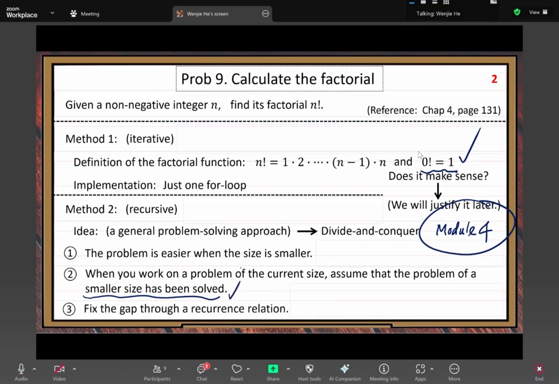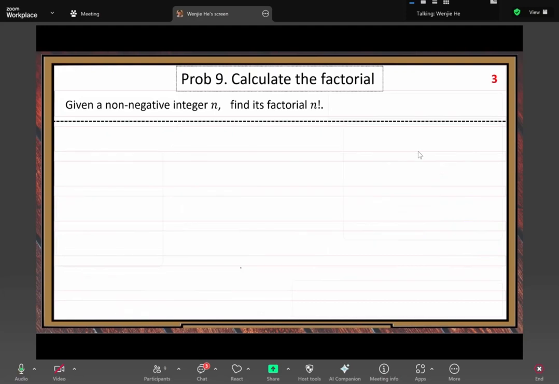Then we can do recursion, and fix the gap through a recurrence relation. There is a gap, but how do we make up that gap part? We need to fix it. Then we get a whole formula. So this is the general recursive thinking approach. Now let me show you how to apply this general process to solve problem number 9.